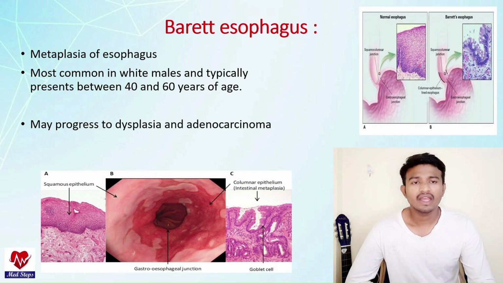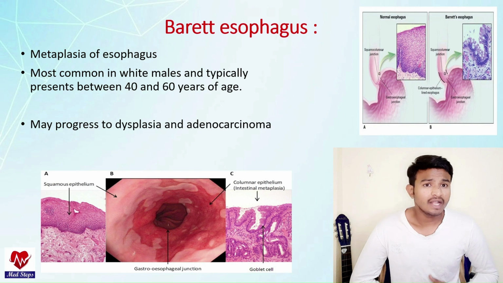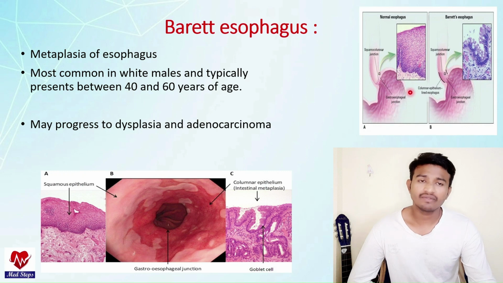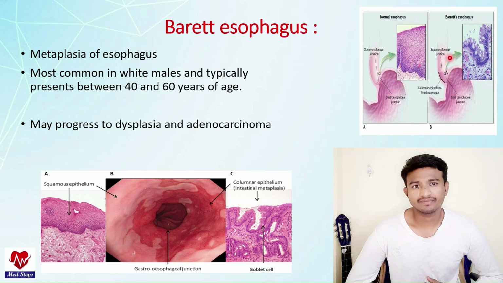If you see this picture, as I told you before in the previous video, the esophagus is made up of non-keratinized stratified squamous epithelium. Here that squamous epithelium is converted into intestinal columnar epithelium, right? In that columnar epithelium you will get goblet cells. Those goblet cells produce mucus. So in Barrett esophagus, metaplasia occurs in the distal esophagus, where the acidic content is coming.